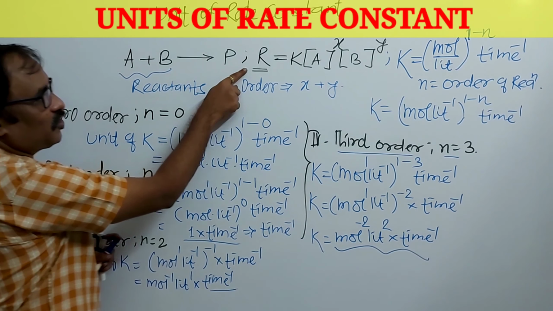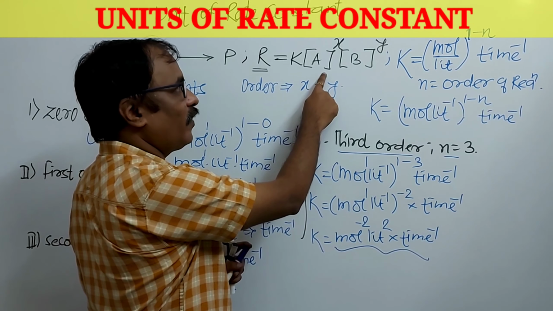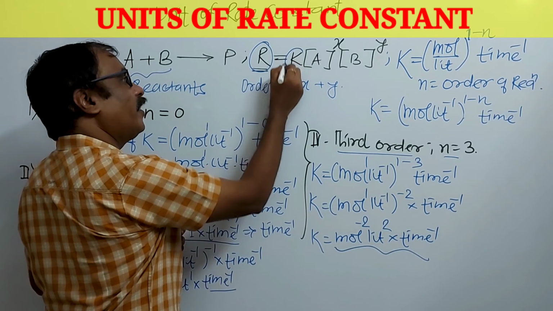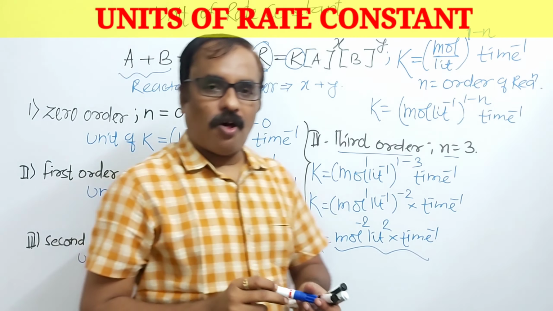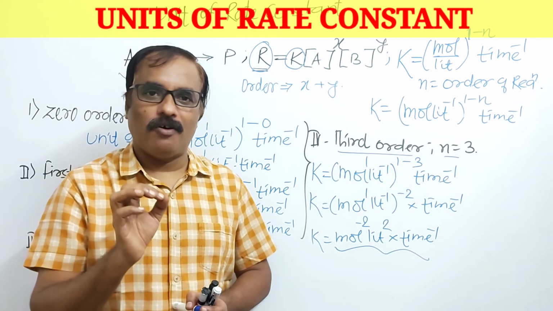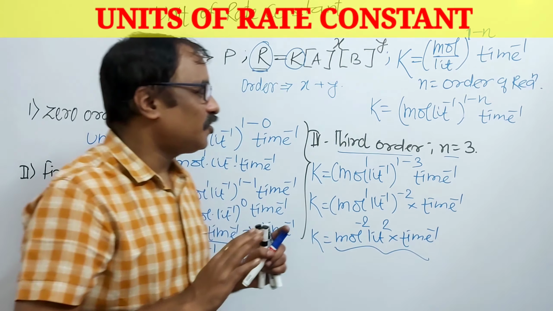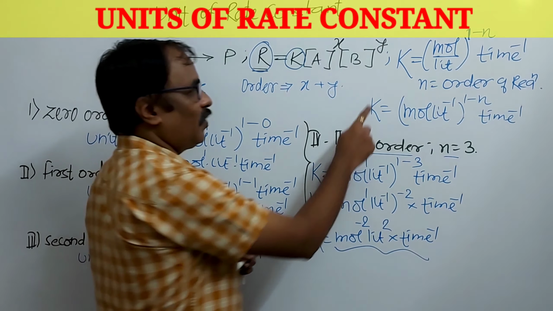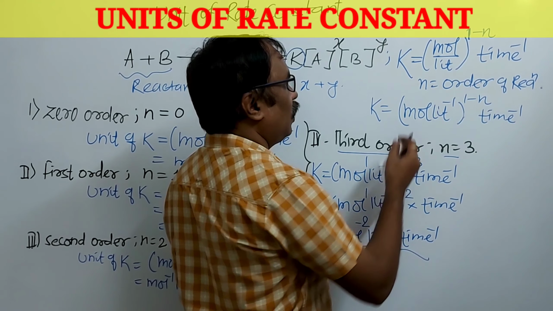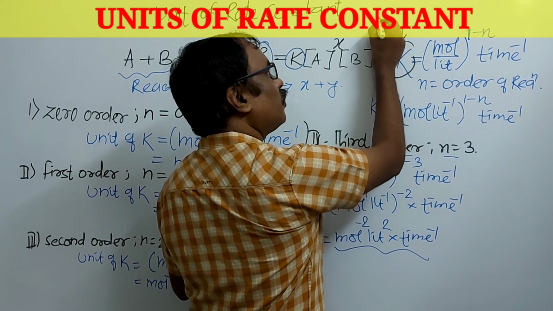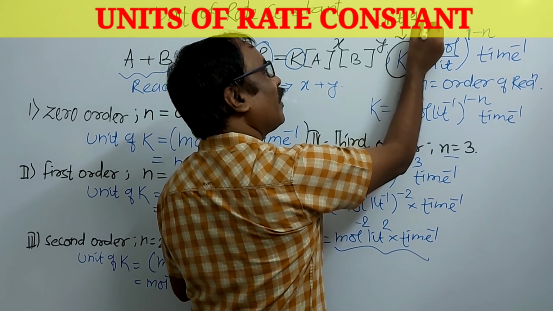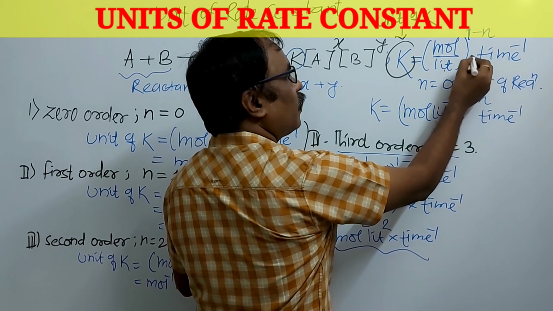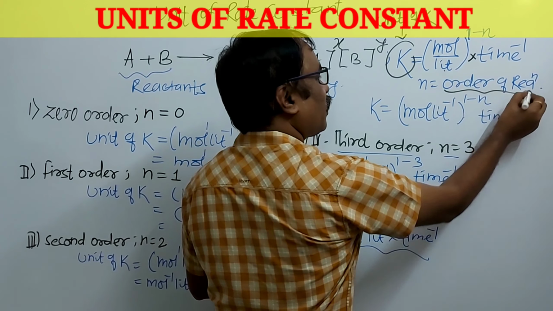So here, rate of reaction is equal to k into concentration of A to the power X into concentration of B to the power Y. R is the rate of reaction, k is the rate constant. In every order the unit of rate constant is different, it is not the same. Our formula: unit of k is equal to mole per liter to the power 1 minus n, time inverse, where n is the order of reaction.